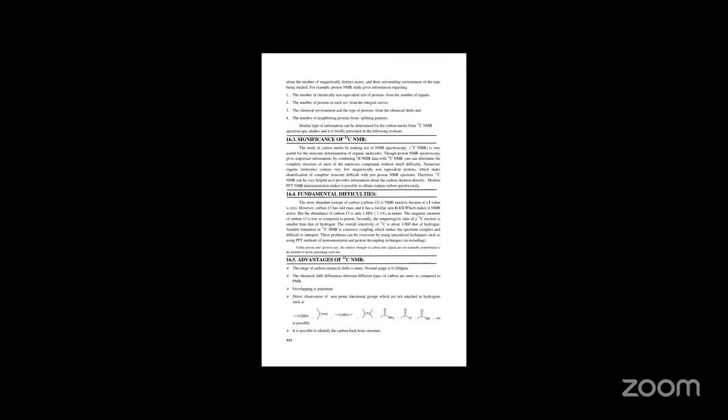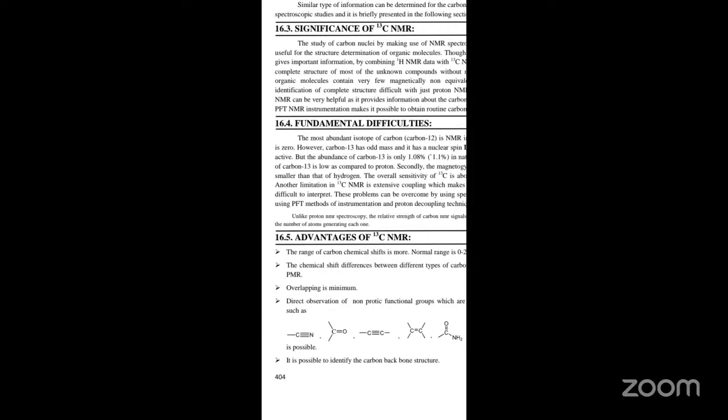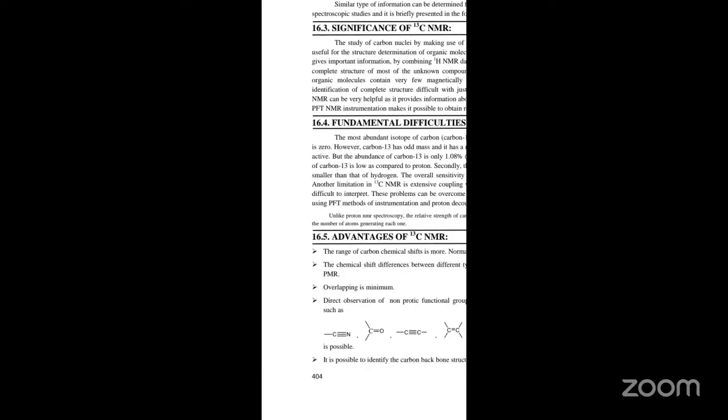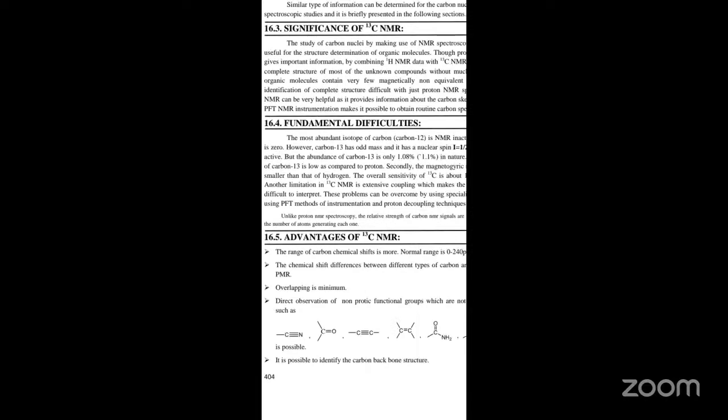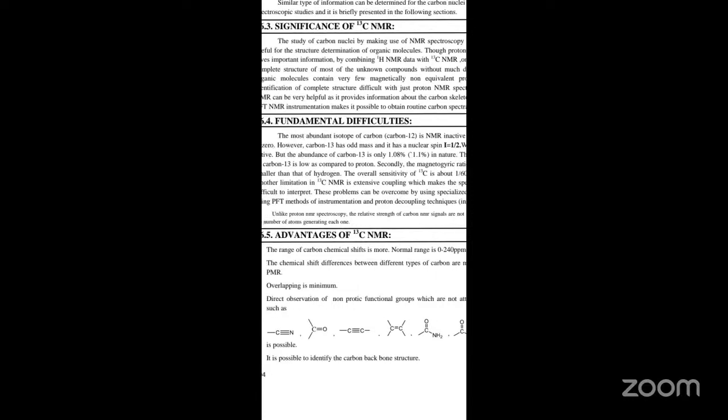Yes. So here are the advantages of C13 spectra. The range of carbon chemical shifts is larger. Generally, in the H1 NMR spectra the range is 0 to 20 ppm, but for C13 it is 0 to 240 ppm. So the scale is very large, so it is easy to analyze the spectra, and the appearance of signals is very clear. The chemical shift differences between the different types of carbons are larger as compared to the proton NMR spectra, right?